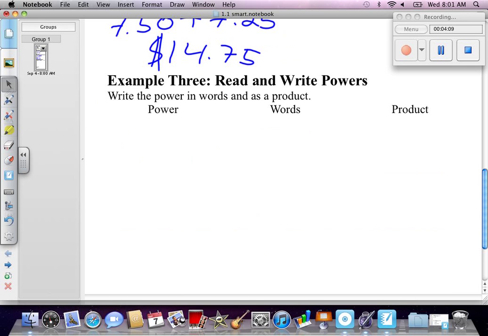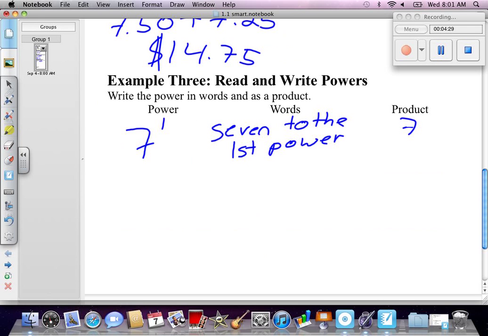Okay. So our first one, we've got 7 to the first power. So that's just what we're going to write. See how I said it out loud? We're going to write that. 7 to the first power. And what's the answer to that? What's 7 to the first power? 7. Somebody want to raise their hand and tell me what that says in words?